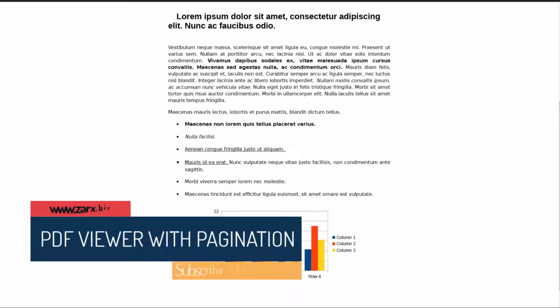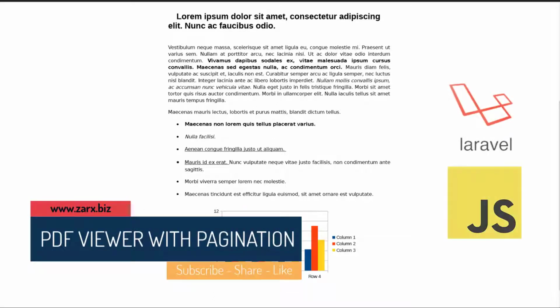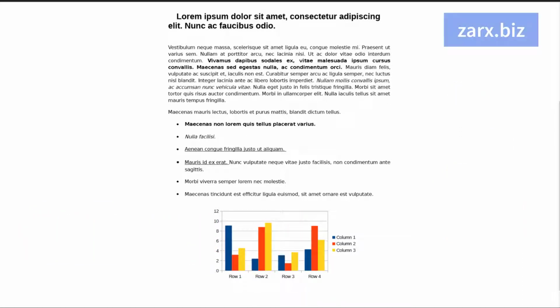In this video we are going to use Laravel and JavaScript, and we are going to add a PDF viewer. The thing is, you can implement this in any website. You can add it to your website, and you can give custom pagination so that the user can see multiple pages. We are going to use a 30-page PDF here.